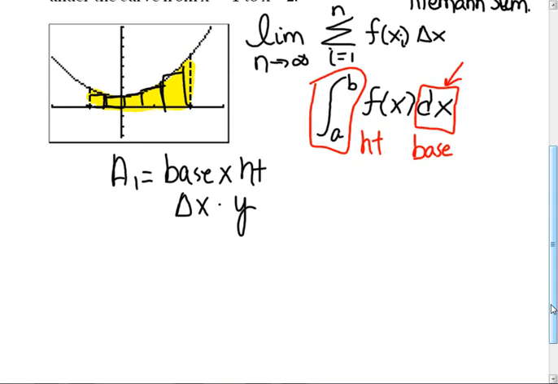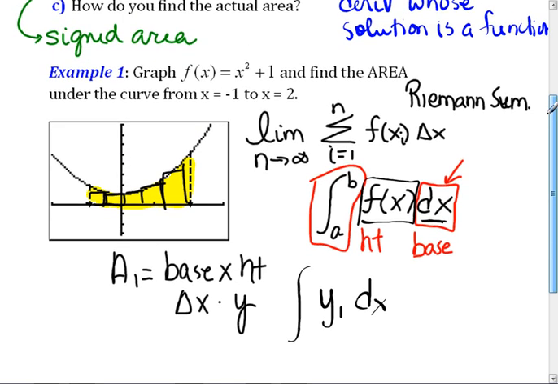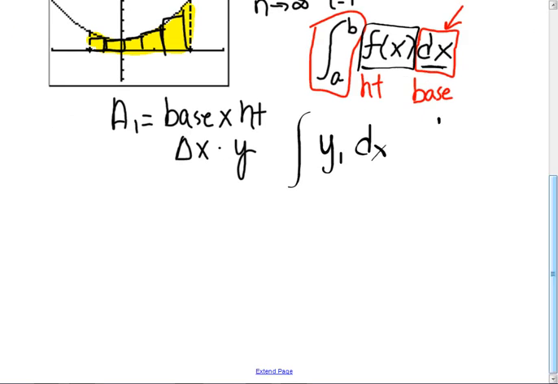So what do we get? We're going to integrate, and we'll get the limits of integration first. What's the height of my little rectangle? Okay, I'm going to call that y1. I'm going to do this really slow. And what's the base going to be? dx. So my function was y equals x squared plus 1. You'll see why I'm doing this a little bit later on.